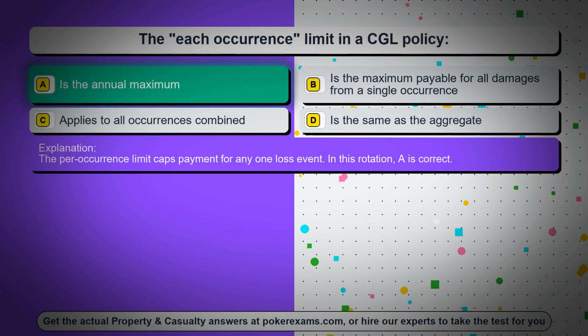The per occurrence limit caps payment for any one loss event. In this rotation, A is correct.